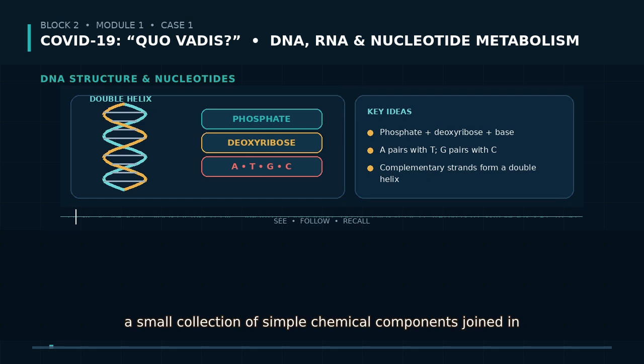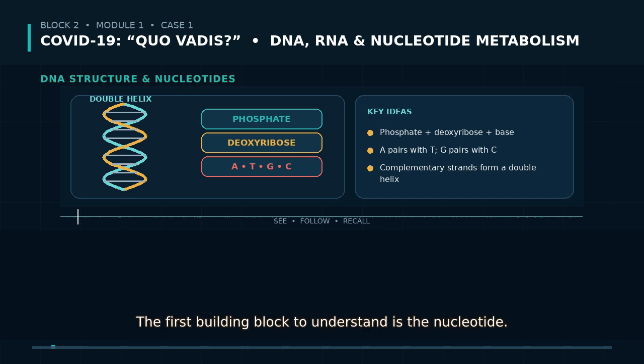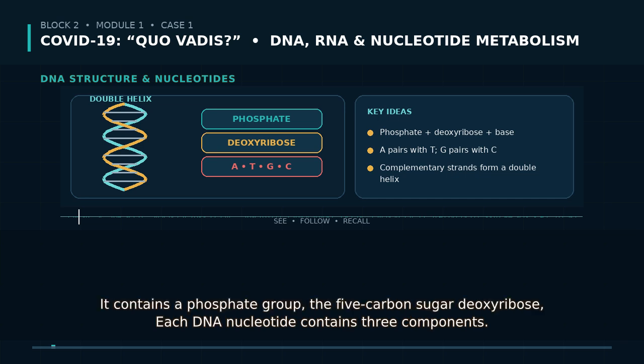The first building block to understand is the nucleotide. Each DNA nucleotide contains 3 components. It contains a phosphate group, the 5-carbon sugar deoxyribose, and 1 nitrogen-containing base. The 4 bases used in DNA are adenine, guanine, cytosine, and thymine. Adenine and guanine are purines, which have 2 fused rings. Cytosine and thymine are pyrimidines, which have 1 ring.